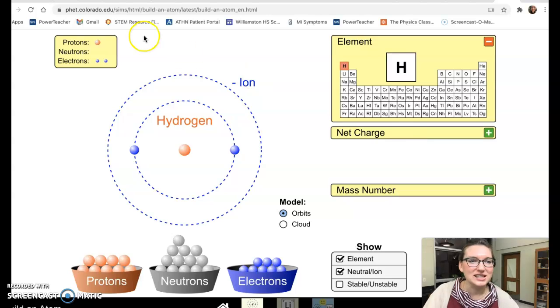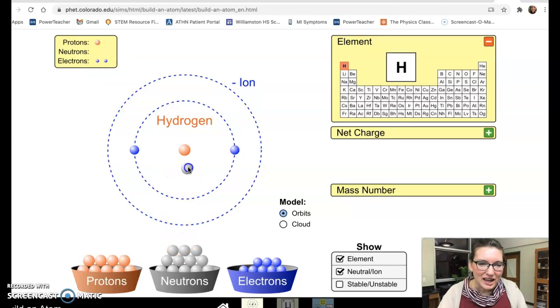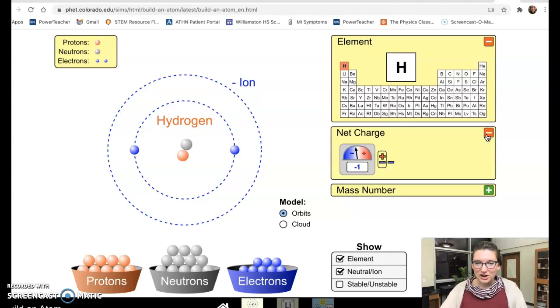Some more things that you want to see here are that you can kind of keep track of how many of each thing there are up here. So if I add a neutron to make deuterium, which is a hydrogen isotope, then it will look like this. I can click on net charge, and it shows me in another way what my charge is. So right now it's -1 because I have one more electron than I do protons. Like so, these two balance each other out, and then this is the extra one.